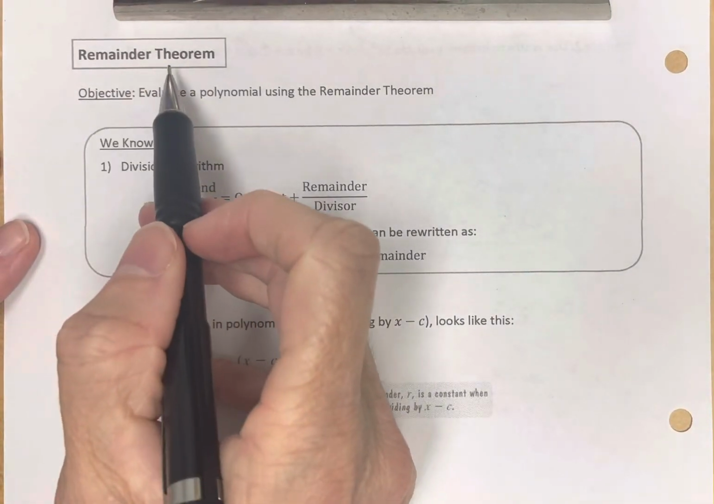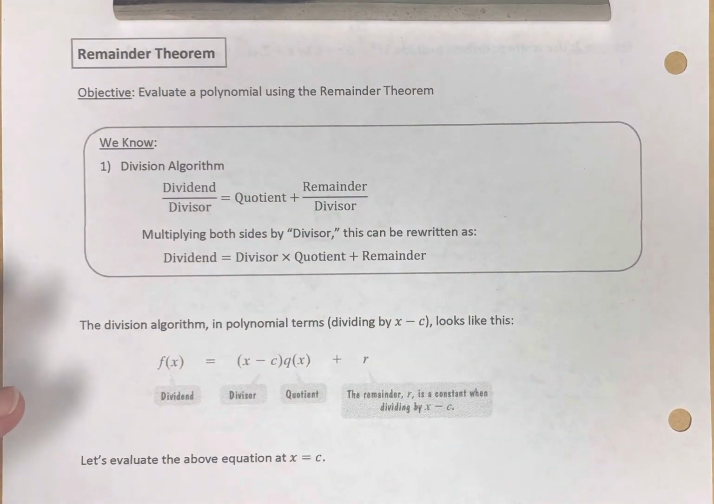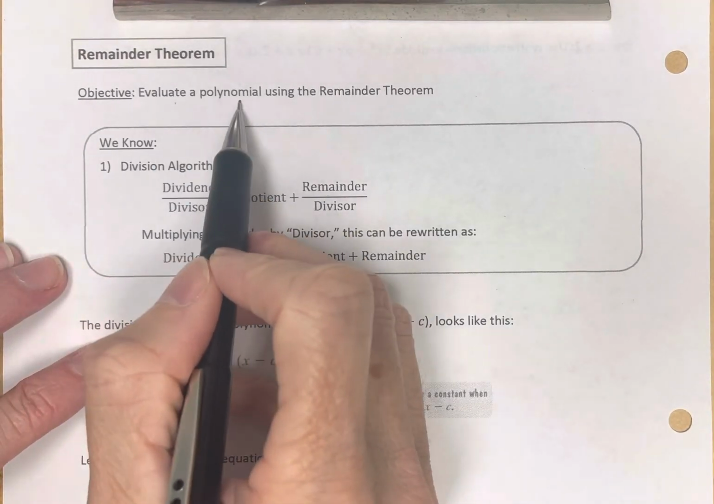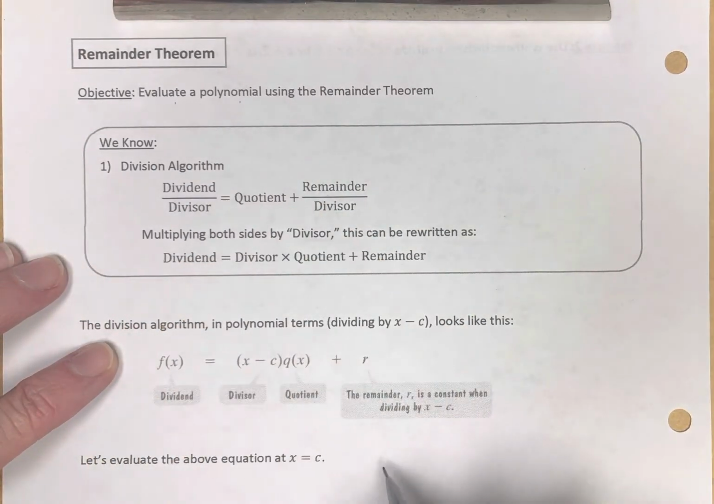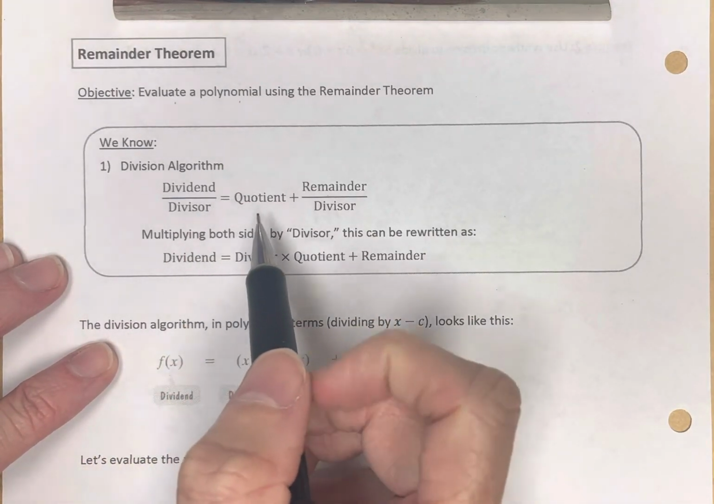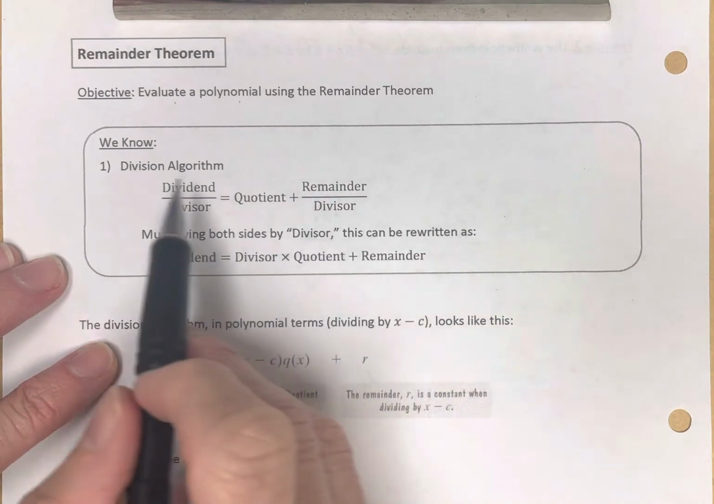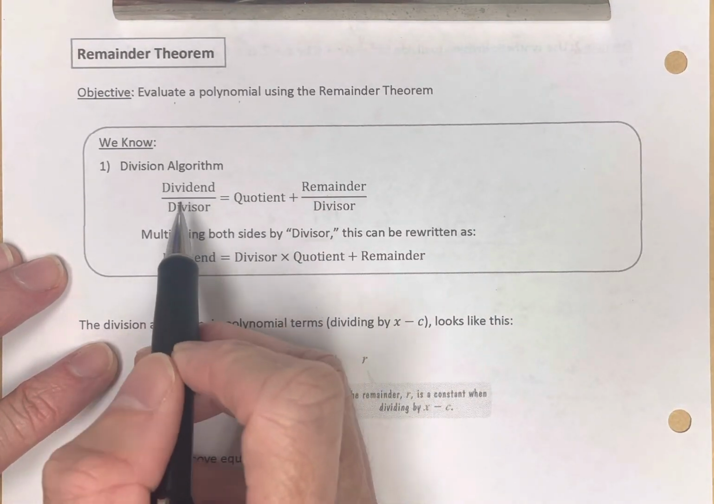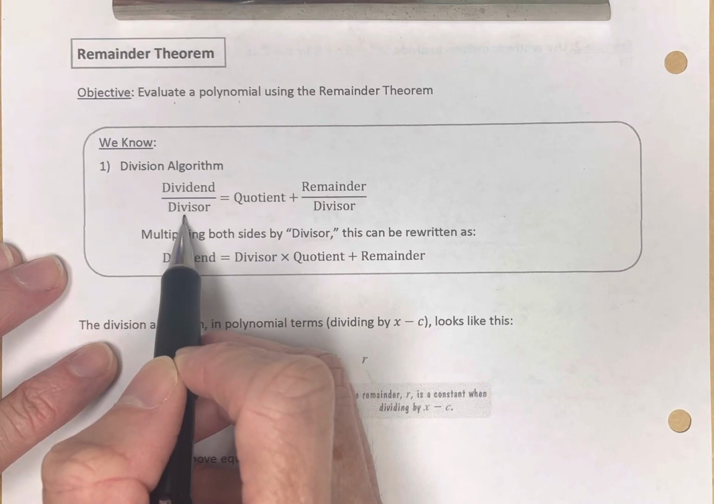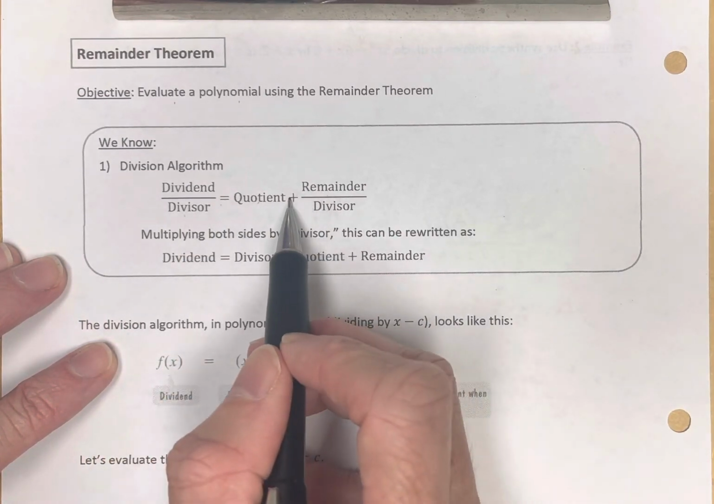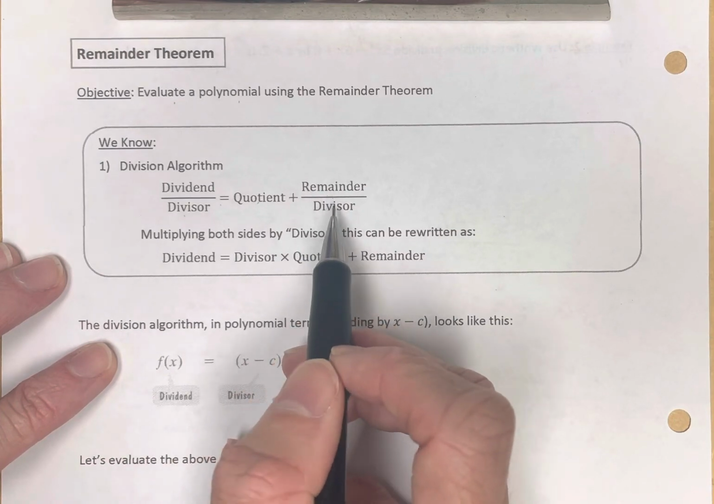The remainder theorem. Let's talk about the remainder theorem. Our objective: evaluate a polynomial using the remainder theorem. So what do we know that's going to be helpful to us? Well, let's remember that division algorithm. Dividend divided by divisor is equal to the quotient plus the remainder divided by the divisor.